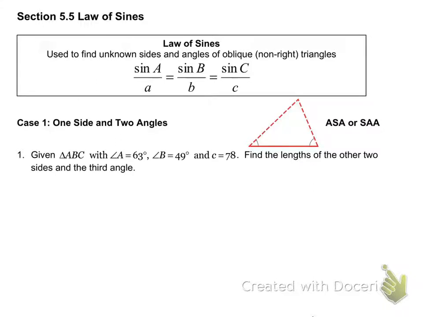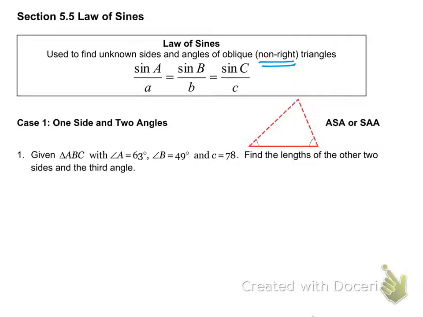Section 5.5 is the law of sines. So this is the equation for the law of sines, and notice that it's for non-right triangles. And notice how you have sine of angle A over the side A and angle B over side B, and you can mix and match.